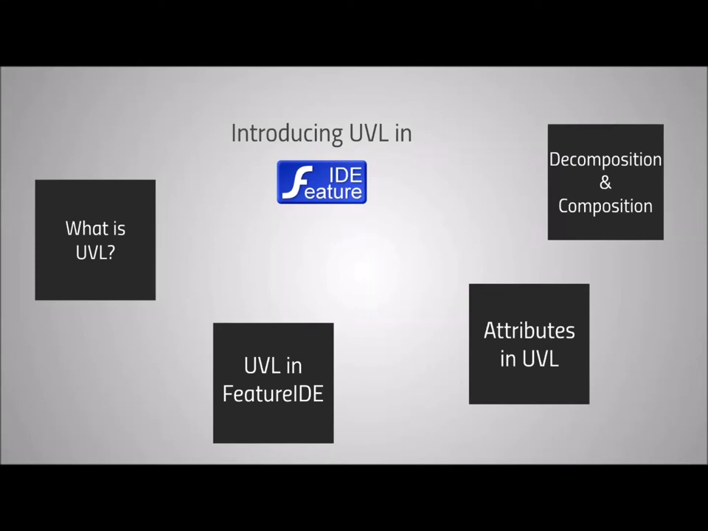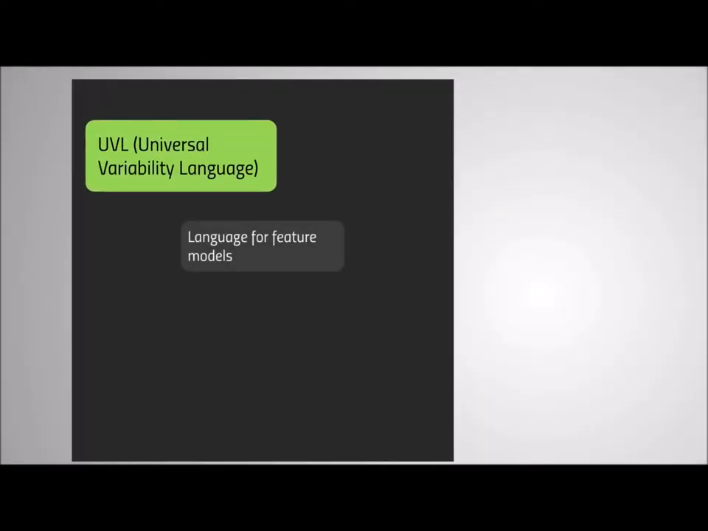Hello and welcome to the introduction of the Universal Variability Language in FeatureIDE. First of all, what is the Universal Variability Language? UVL is a language for feature models. It was developed as a joint effort within the Modova initiative. Let's take a look at an example.